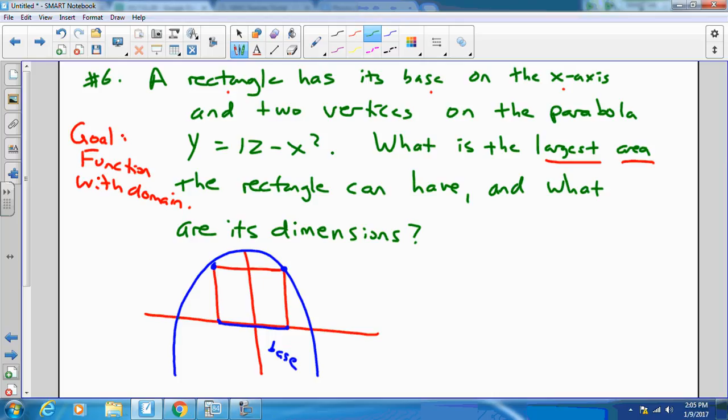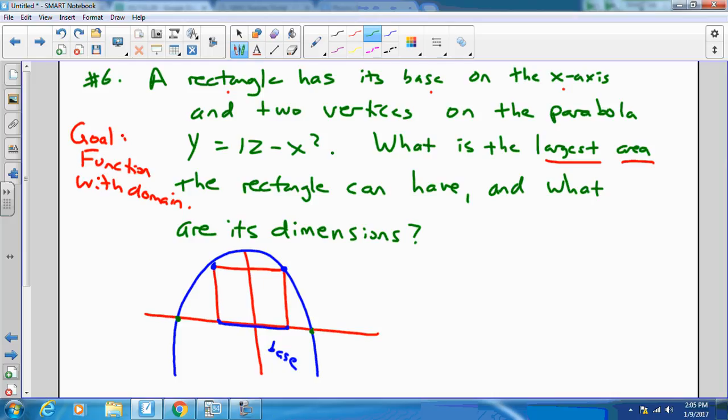I'm not sure this is a well-expressed problem because I can imagine drawing a rectangle with two vertices here and going out to infinity. Right? This actually satisfies the conditions of the problem as stated. I don't think that was their intent. I think the problem was poorly worded.